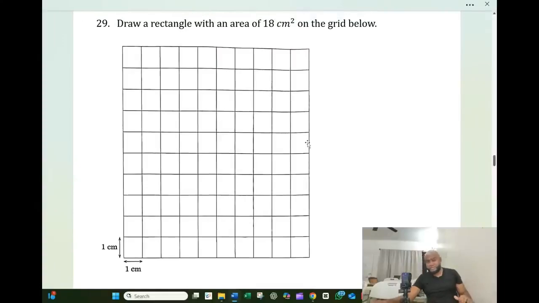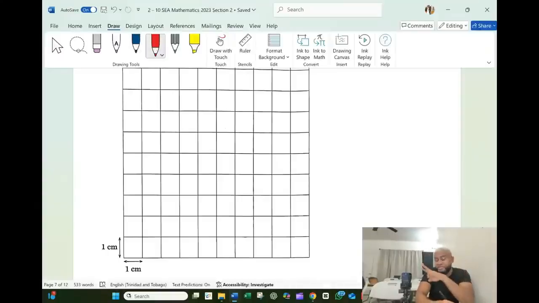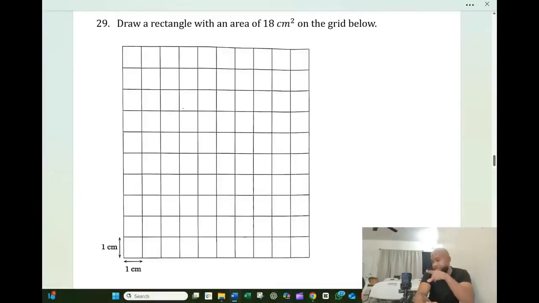Right, this is 1 minute. Draw a rectangle with an area of 18 centimeters squared on the grid. Let me see here. So to get a rectangle of 18 centimeters squared, what do we put the length as? Notice you can get 2 possible answers to this, guys. I see he has 9. So here I draw the 2 possible answers.